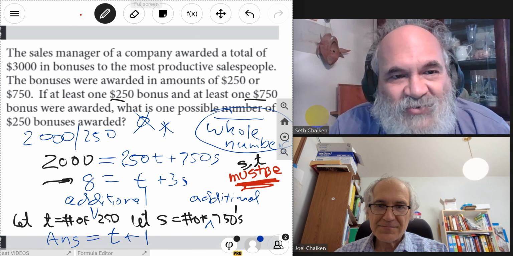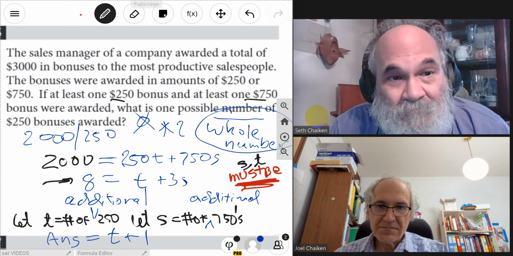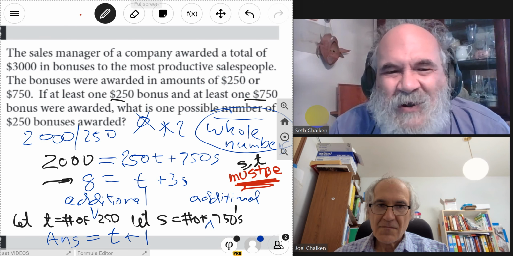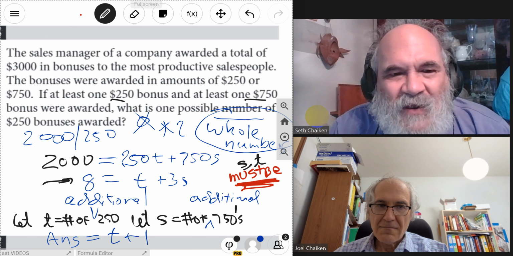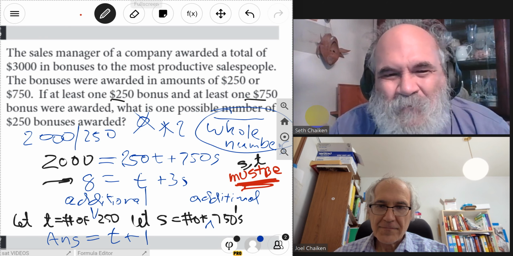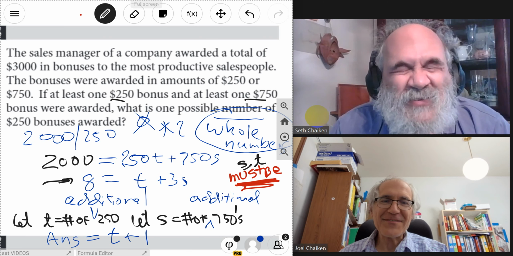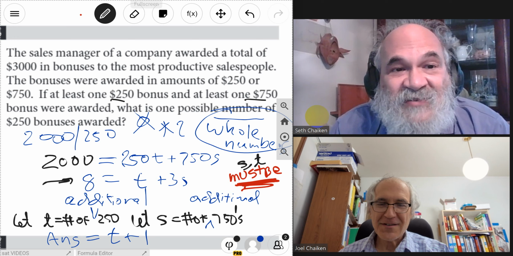How about 2? If t equals 2, well, the 3s is an odd number, but it might be 0. So s might be 0. Can t be 2? Hold on, listen. Can t be 2? Of course.